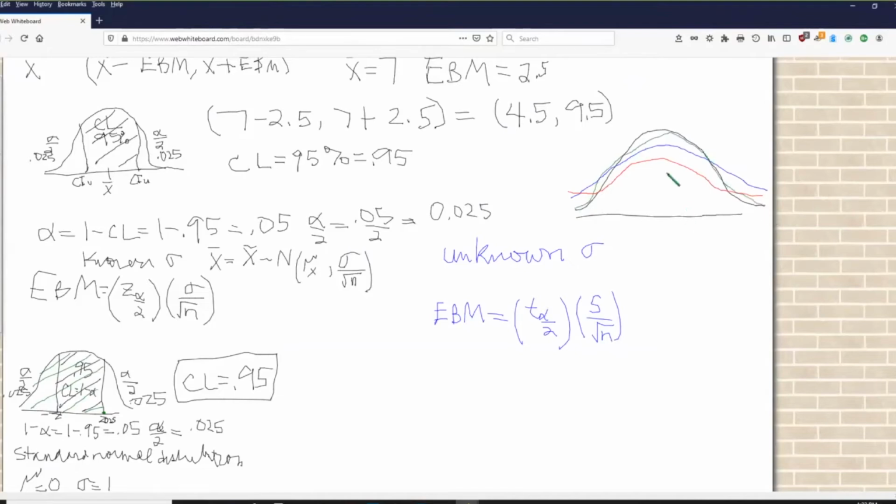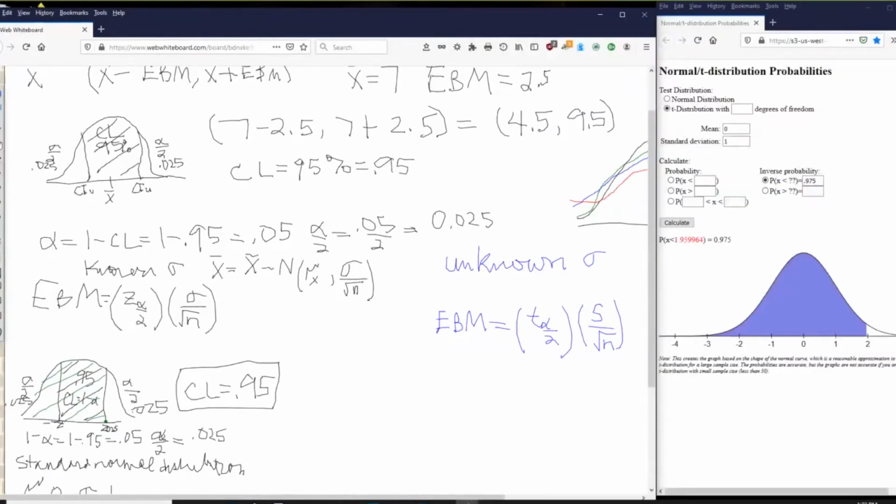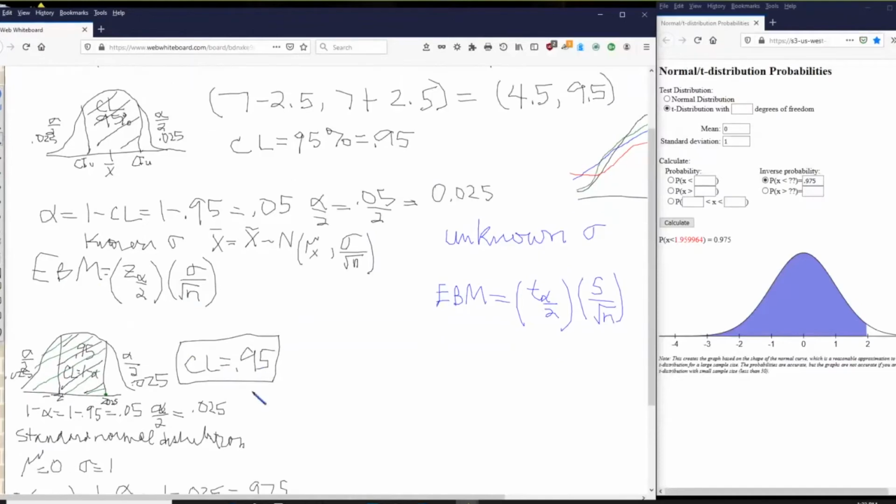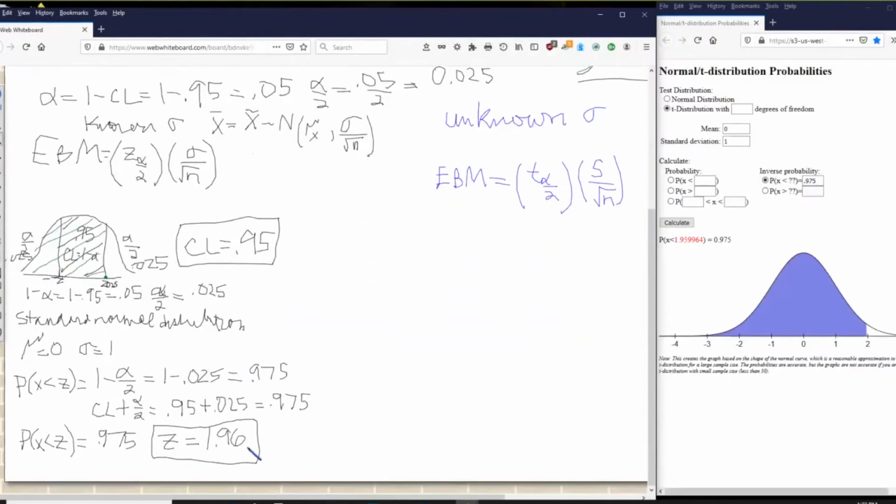So that's what the t distribution adjusts for. It adjusts for if we don't know what the population standard deviation is, and it's especially helpful if we have small sample sizes. Okay, any questions about that? Okay, so let's plug in the formulas and see how it differs. So if we have a known population standard deviation, at a 95% confidence level, we're going to end up with a z-score of 1.96.